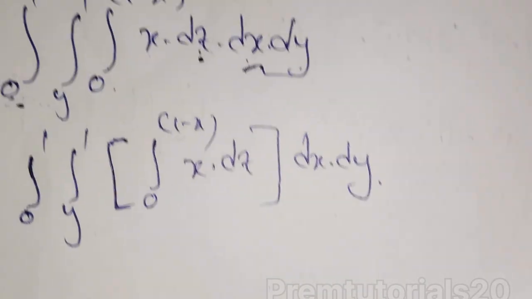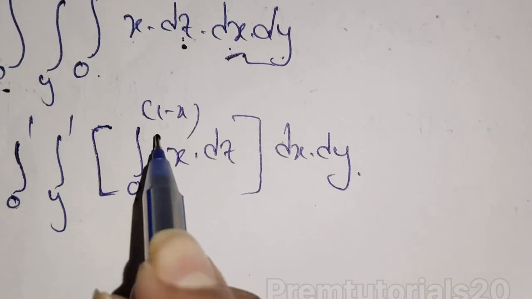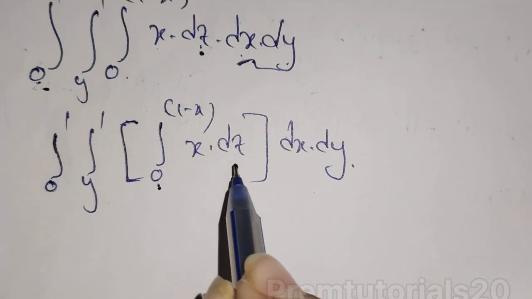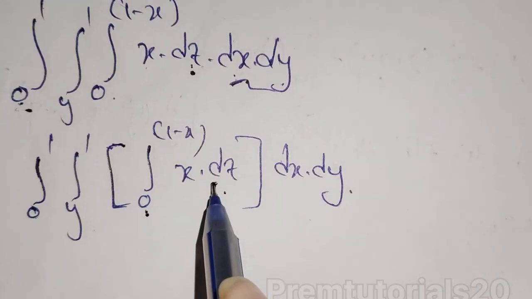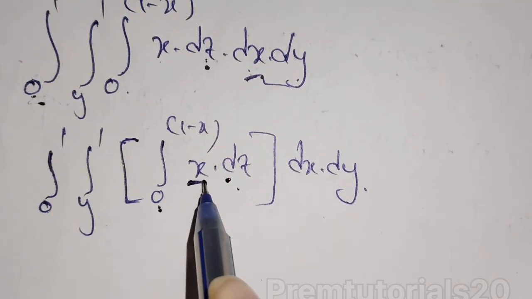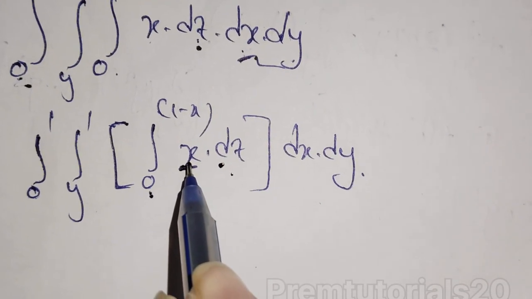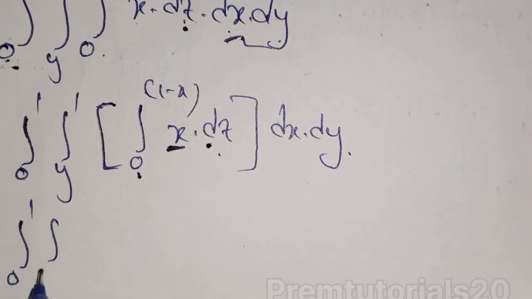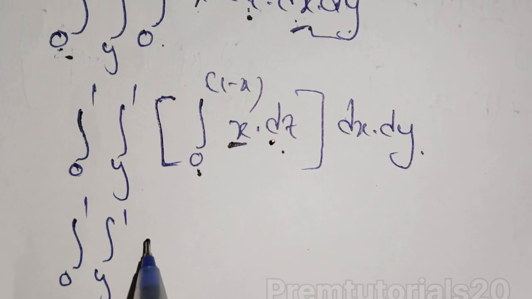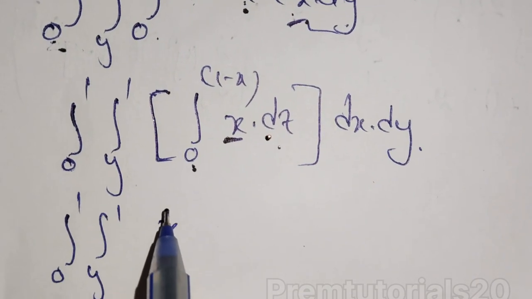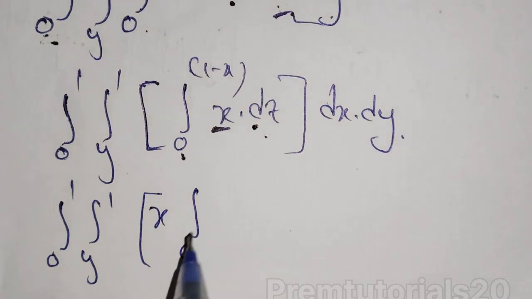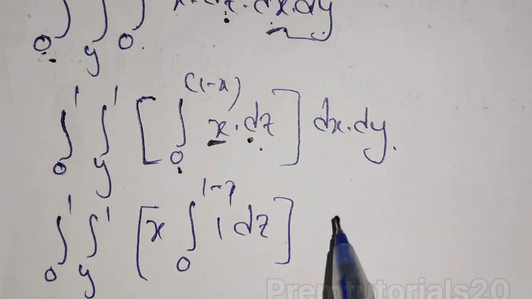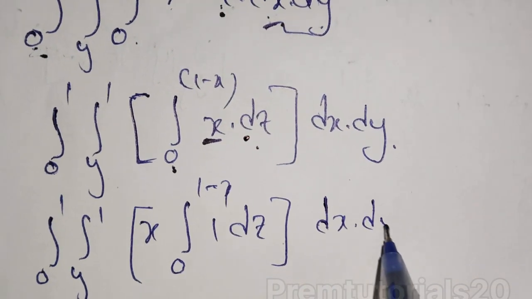Now it's time to write the integral 0 to 1 minus x, between the limits 0 to 1 minus x, into dz. Here we don't have an x term, we have a z term. So x will be constant. Now 0 to 1, y to 1, and x will be constant and is written outside the bracket: integral 0 to 1 minus x into 1 dz, and these are also dx into dy.